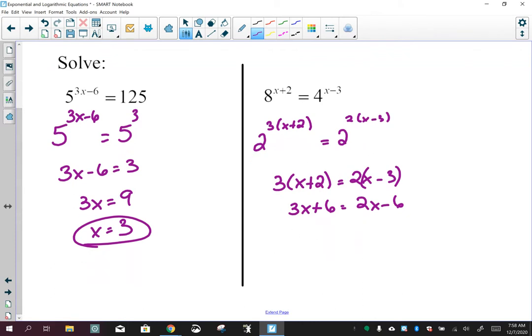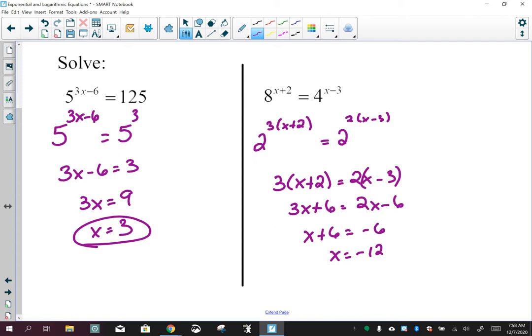I'm going to move my 2x over here. That gives me x plus 6 is equal to negative 6. And then I'm going to move my 6 over there, so I get x is equal to negative 12. And that's what is going to go in there. So basically, this is saying when my x is equal to negative 12, that is when these two equations are equal to each other.